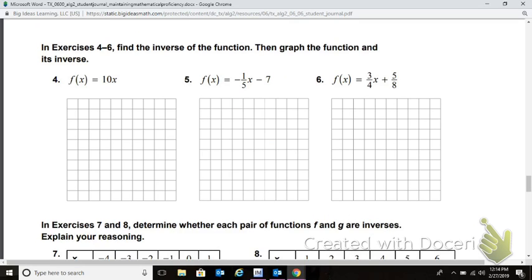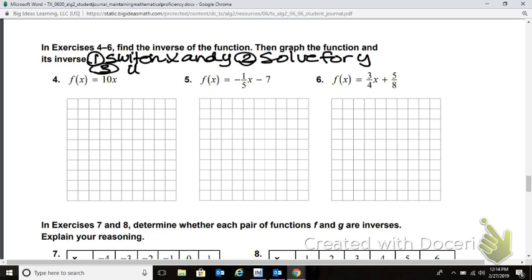Continuing into the next section, we do find the inverse of the function and then graph them both here. So step 1 will be to switch x and y. Step 2 will be solve for y. And step 3, let's see if I can squeeze it in here. We're going to use function notation, so the inverse is f to the negative 1 of x. So we replace the y with that at the end.